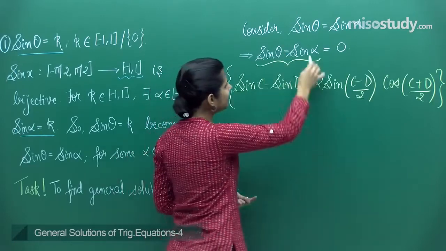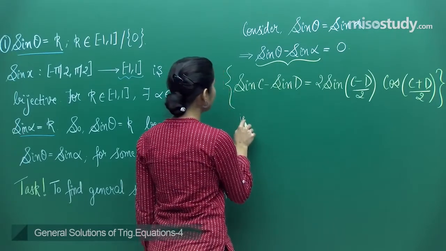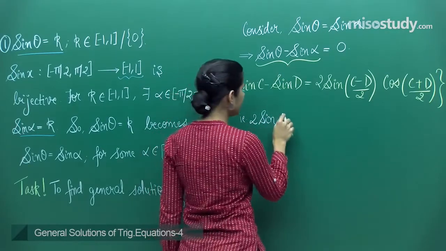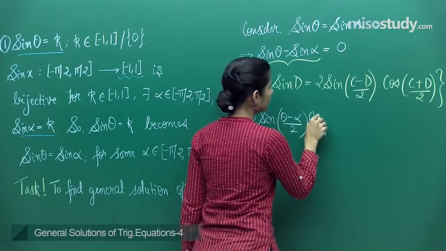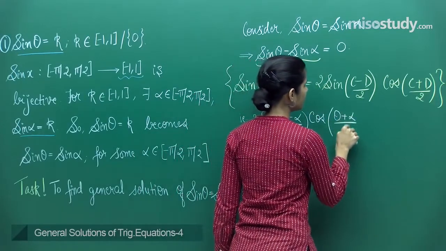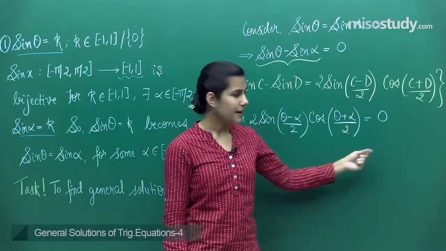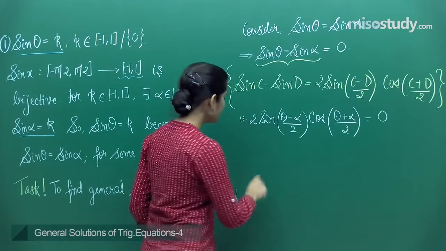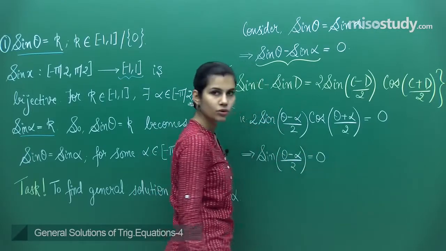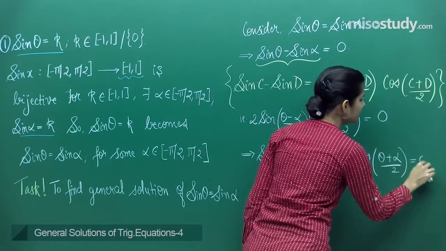Here C is my theta and D is my alpha. So sine C minus sine D, standing for sine theta minus sine alpha, happens to be 2 sine (C minus D, that means theta minus alpha) by 2 cosine (C plus D, that means theta plus alpha) by 2 equals 0. And when the product of two expressions is 0, that means either this is 0 or this is 0. So this implies sine of (theta minus alpha) by 2 is 0, or cos of (theta plus alpha) by 2 is 0.